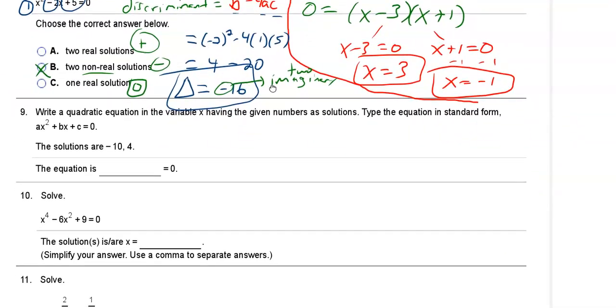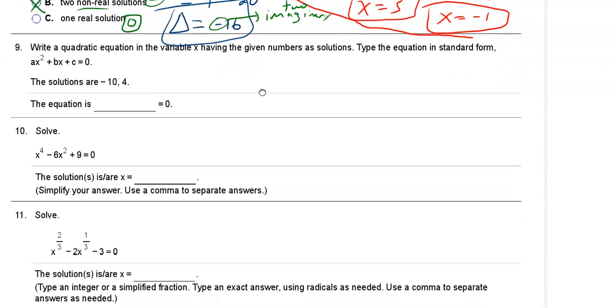All right, let's take a look at number 9. Okay, this is kind of a fun problem. So here, basically, we're working backwards. They're giving us the solutions to the equation, and they want us to determine what the equation should look like for those to be the solutions. I really like this kind of problem.